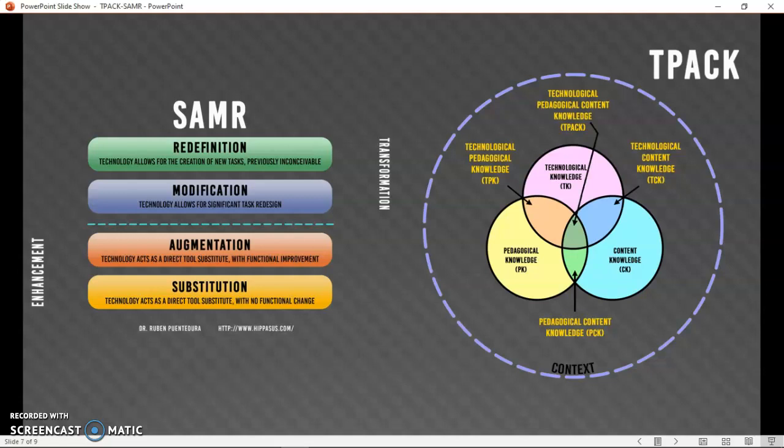The SAMR model is very easy to understand. The graphics associated with the model are easy to follow, and there are many examples of technology integration at each level that can be found online. The SAMR model focuses on what meaningful technology integration really should look like, and the TPACK framework does not address that. The TPACK model simply outlines what teachers need to know in order to understand how to integrate technology.